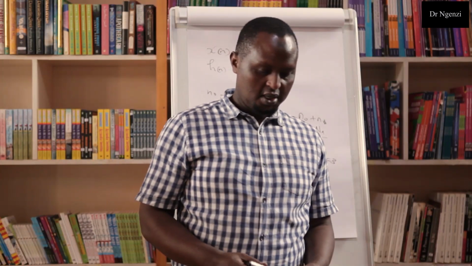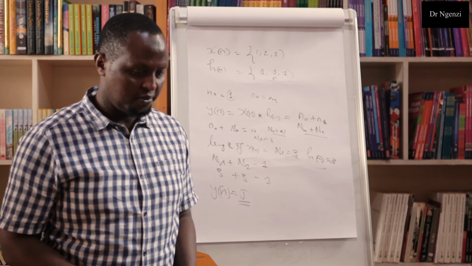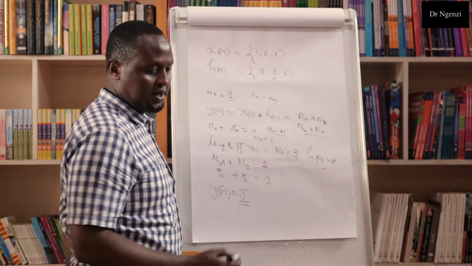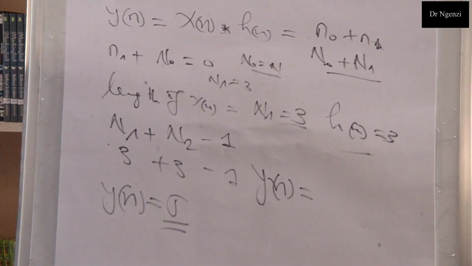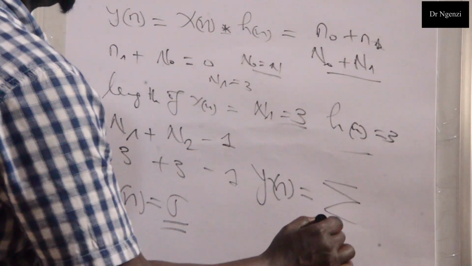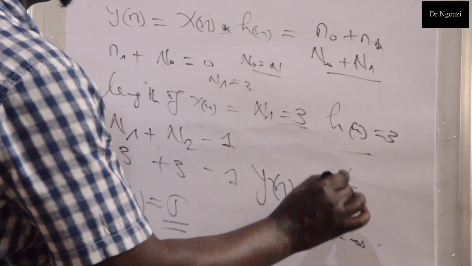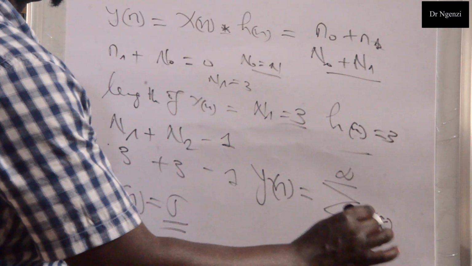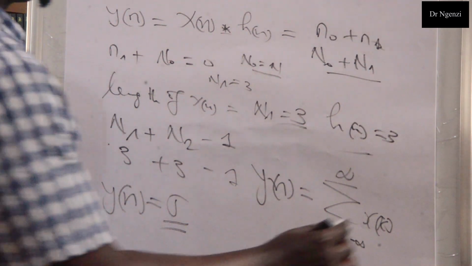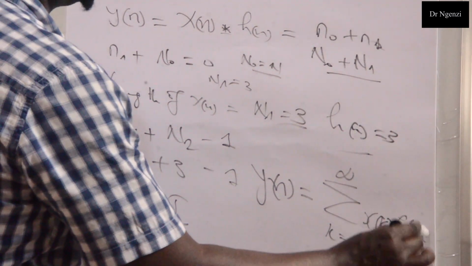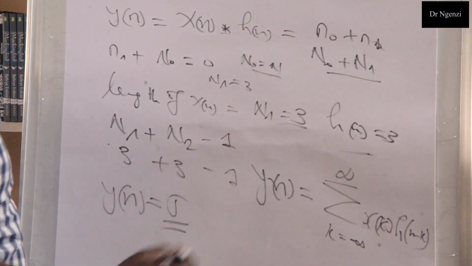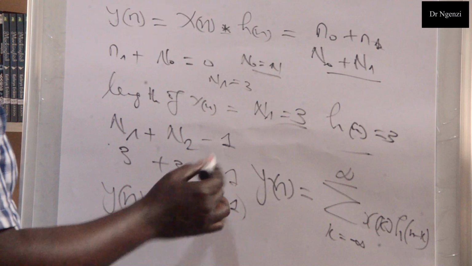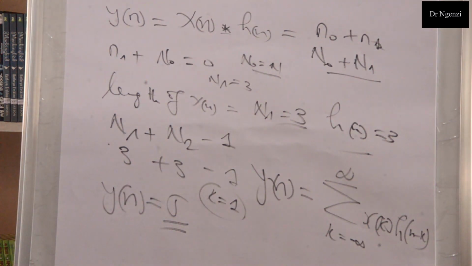So that is a simple calculation from here, and you can end up having the general form, which is going to be the summation of k from negative infinity to infinity of x of k, times h of n minus k, where this time k was 1, and we subtract it and get the information. So that was a very simple example.